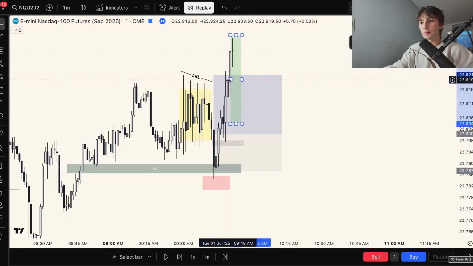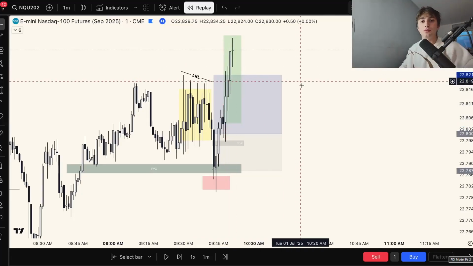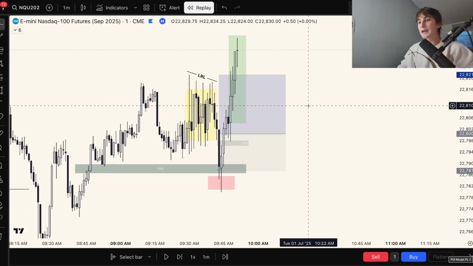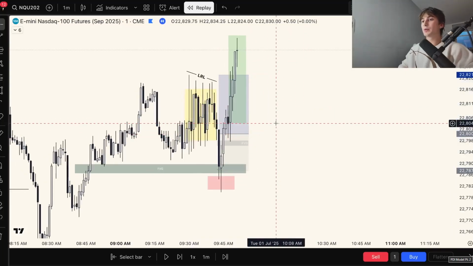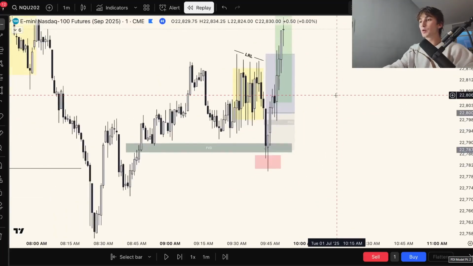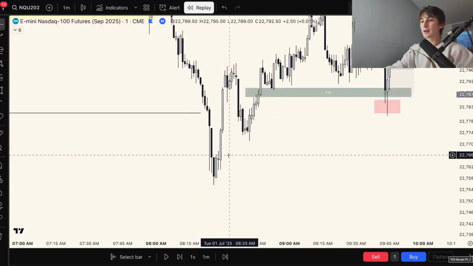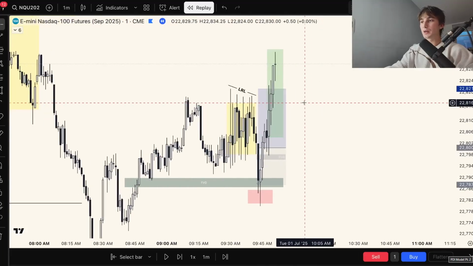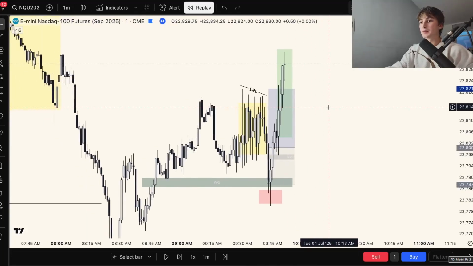And it's using one of the most foundational and useful concepts of market, which is AMD. So it's very easy to understand. This was really cool because we got not only that higher time frame AMD forming, but then we also got the lower time frame AMD form as well. So that was definitely really cool.